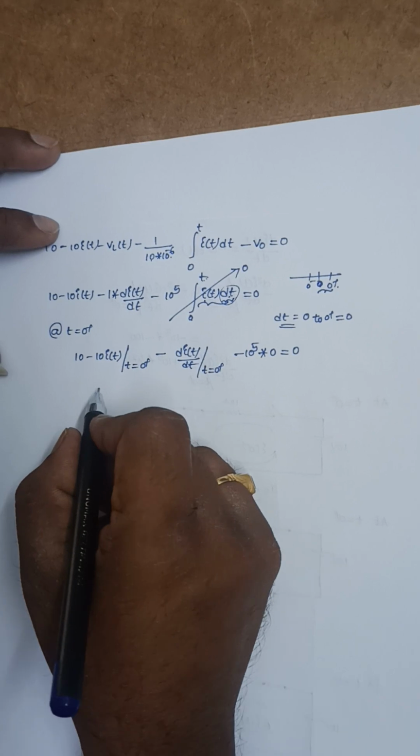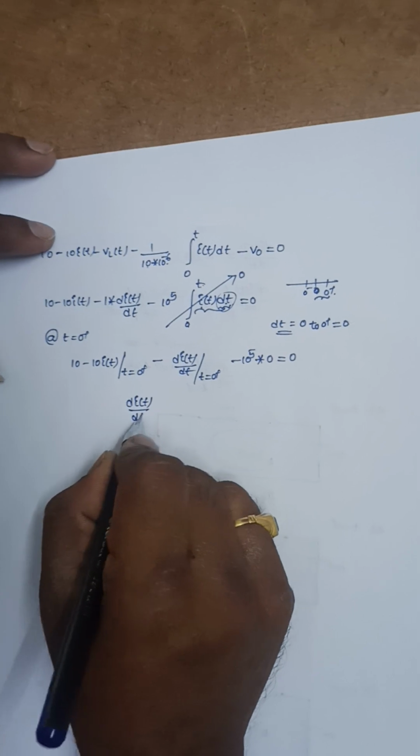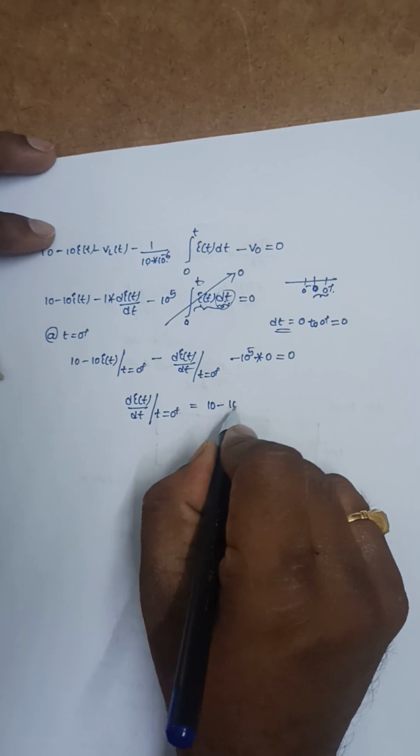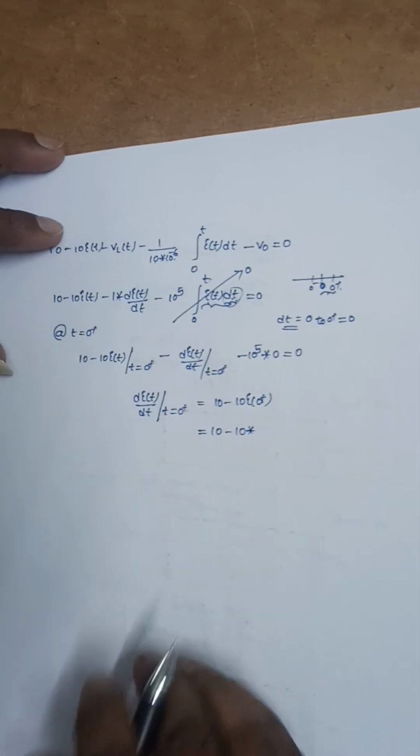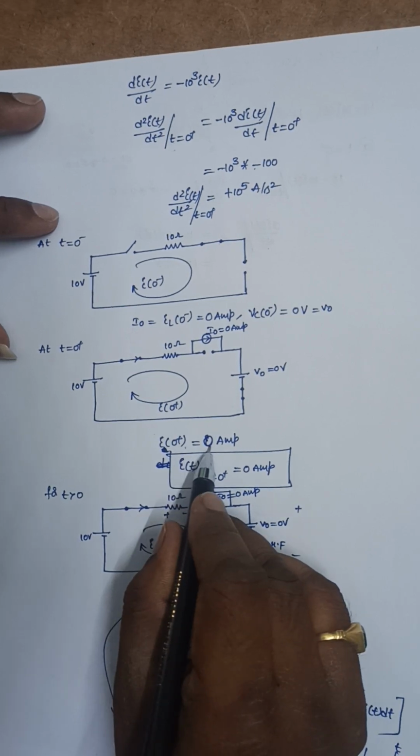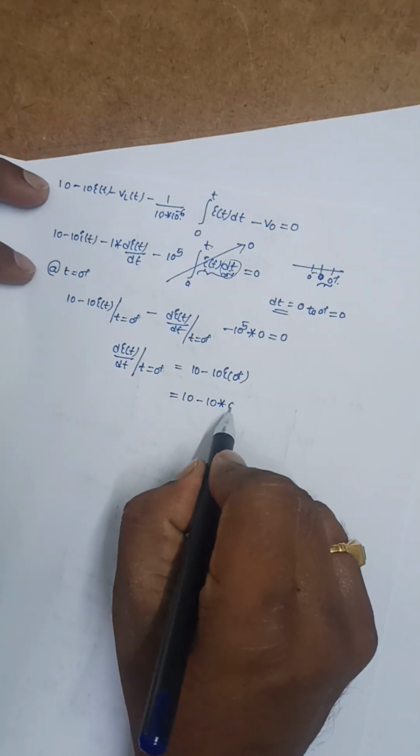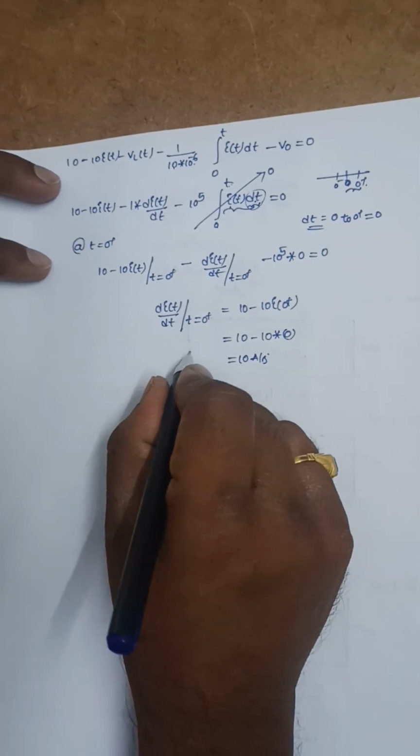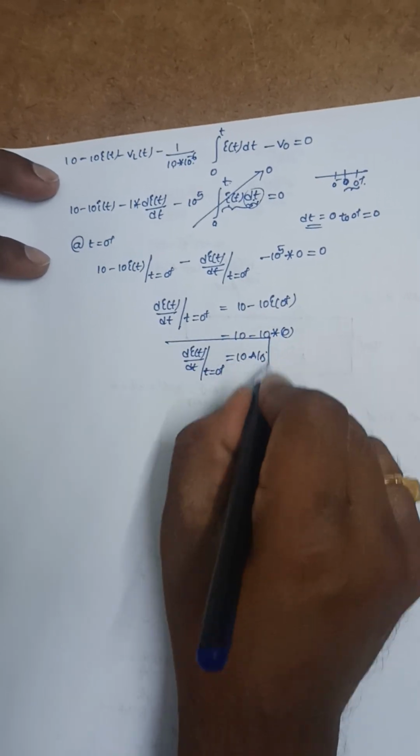So now this will become di of t by dt at t is equal to 0 plus, it is equal to 10 minus 10 into I of 0 plus, which we calculated here. This value of I of 0 plus is 0 amperes, right? So it is 0 amperes. So this is equal to 10 amperes per second. Di of t by dt at t is equal to 0 plus.